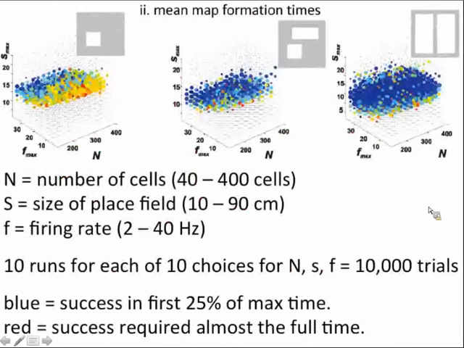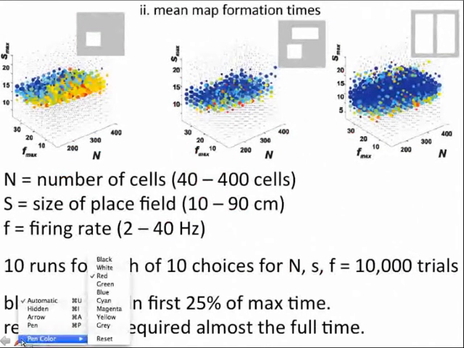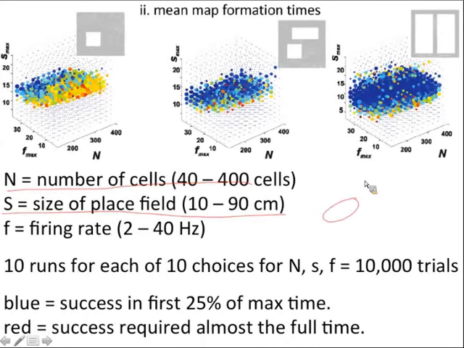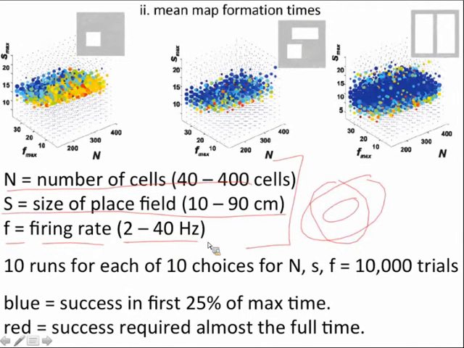Okay. So one can vary the number of cells. One can vary the size of the place field. So you might have something that's smaller or something that's bigger. You can vary the shape and the size of the place field. And you can also vary the firing rate. And they actually went all the way up to 40 hertz here. So they basically have these 3 different variables.